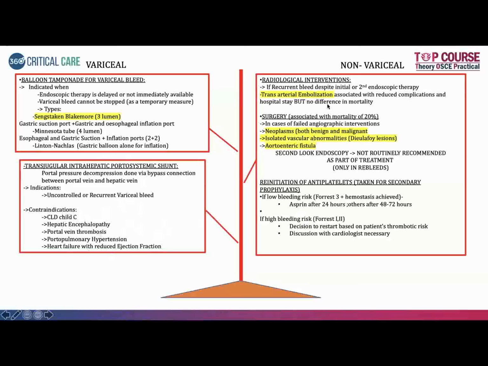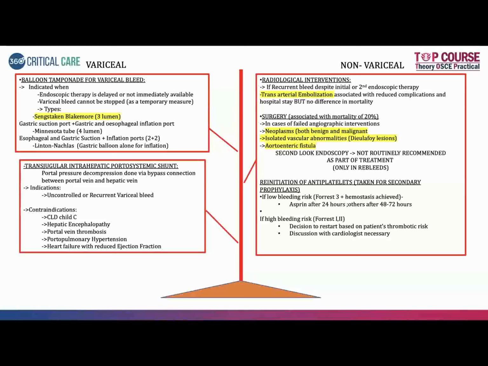Okay, so you have done the control of the bleed. Some patients who had already been on antiplatelets for coronary artery disease have to be restarted on their medications. So when will you consider restarting these antiplatelets in non-variceal, that is ulcer-related bleed? You look at the cardiac risk as well as the risk of rebleed. If the patient's endoscopic stigmata is Forest 3, that is low risk of bleeding, and hemostasis is achieved, in the next 24 hours you can restart aspirin.